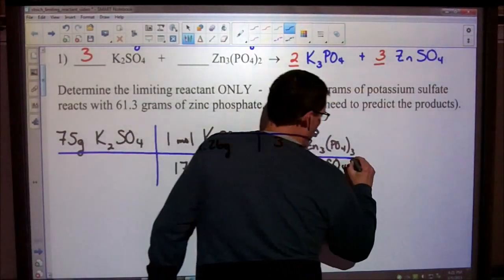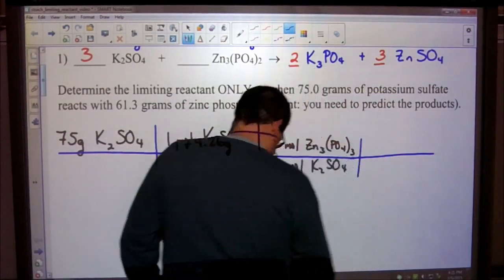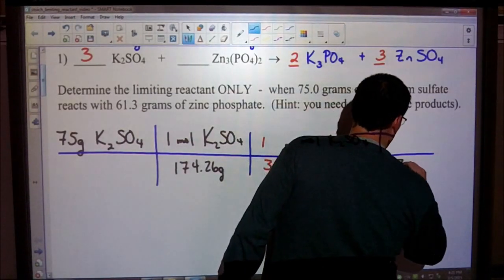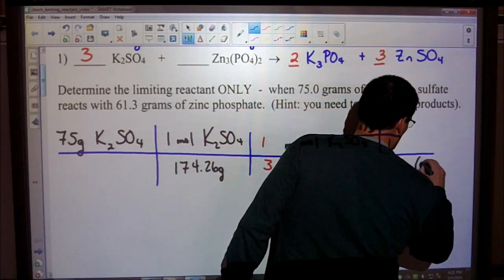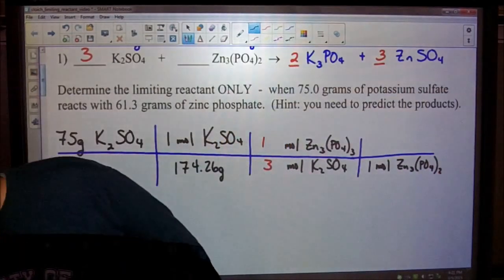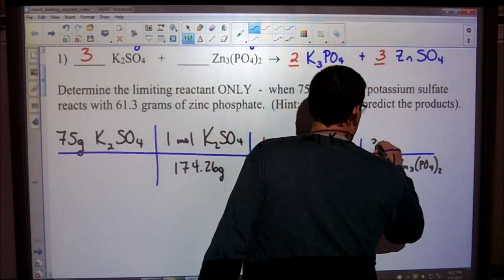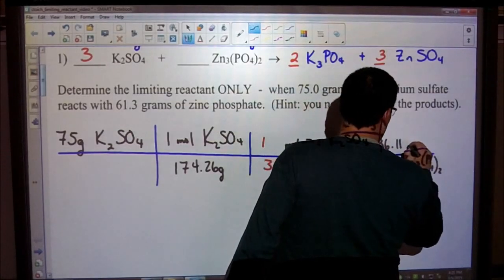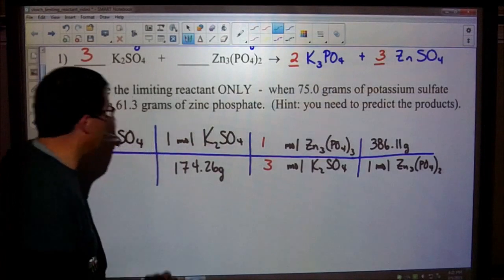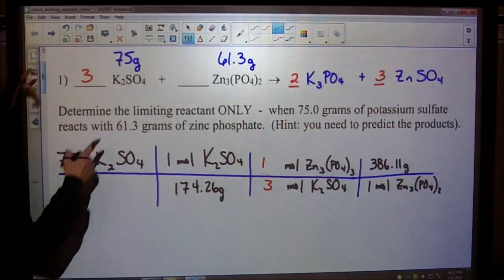So I'm going to go another step here, step 4, and I'm going to change the moles, and again it's 1 mole of zinc phosphate, into grams. And the grams is 386.11 grams. Okay, so again, just to highlight, step 1, write the balanced equation.